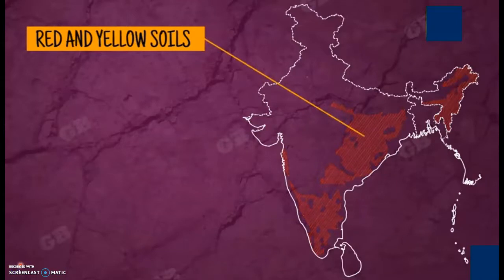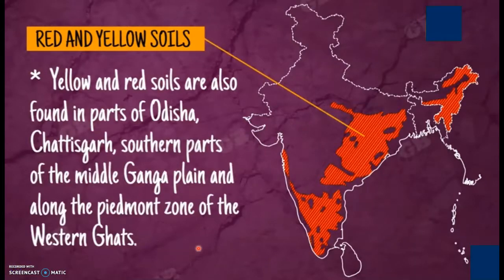Then next one is red and yellow soil. Red and yellow soils are found in parts of Odisha, Chhattisgarh, southern parts of the middle Ganga plain and along the Piedmont zone of Western Ghats. So children, which are the major regions of this red and yellow soil? East of Deccan Plateau, also the southern part of Deccan Plateau, and also the Piedmont zone of Western Ghats, and also in eastern states of India. Okay.